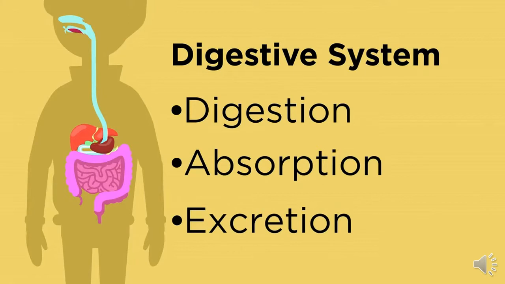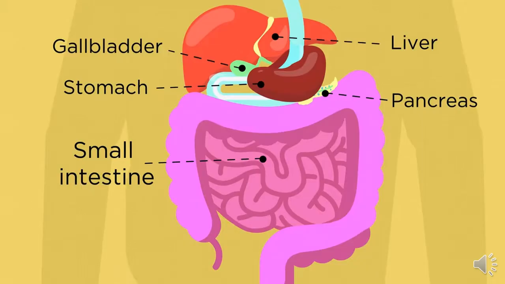And the last step in our digestive system is excretion, but we will not focus on it in this lesson. Our focus is on absorption. Where does absorption take place? So the absorption takes place actually in the small intestine over here.